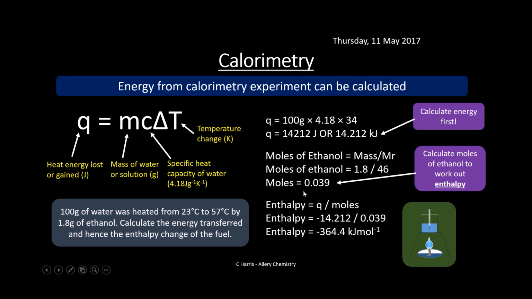So let's go for it. There it is. Enthalpy is energy divided by moles: minus 14.212, because this is exothermic, remember, this is a fuel, divided by 0.039, and that gives you an enthalpy change of minus 364.4 kilojoules per mole. It's as simple as that. Work out the energy first, work out the moles of fuel, work out your enthalpy. It's like three stages there.